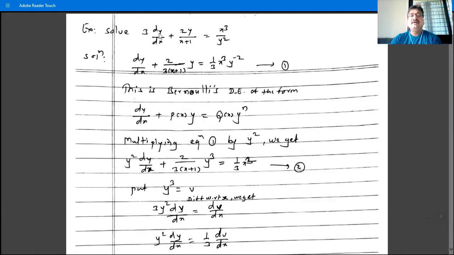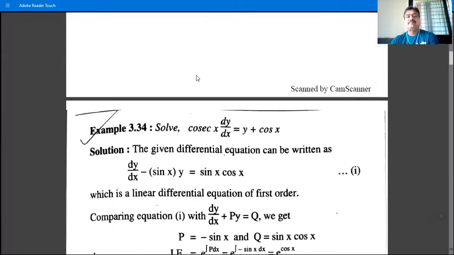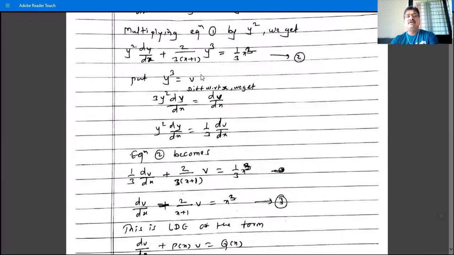So in the same problem, if we replace y by x and x by y, we have the answer. Write 3 dx by dy plus 2 x by (y plus 1) is equal to y cube divided by x square. Take this problem and solve; we have the answer. So this is the type of Bernoulli's differential equation.